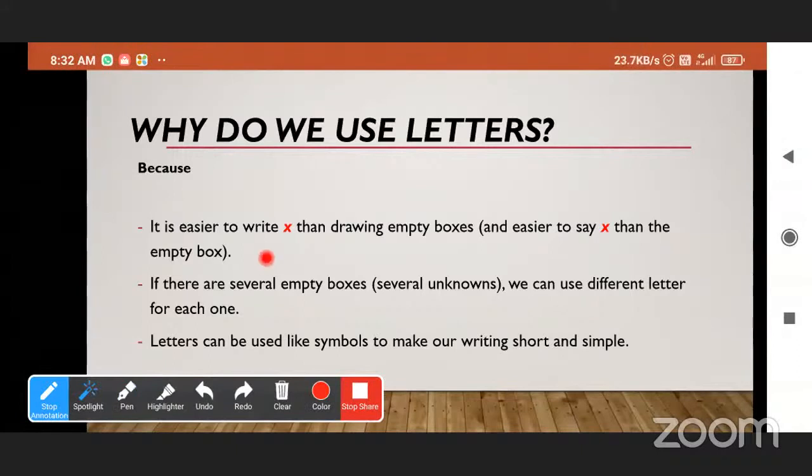Because it is easier to write X than drawing empty boxes, and easier to say X than the empty box. So see, it is very easy to write X than drawing empty box. And if there are several empty boxes or several unknowns, we can use different letters for each one. We can write X, Y, Z or A, B, C, D. Okay. Letters can be used like symbols to make our writing short and simple. By using letters, it is very easy to write and very simple also.